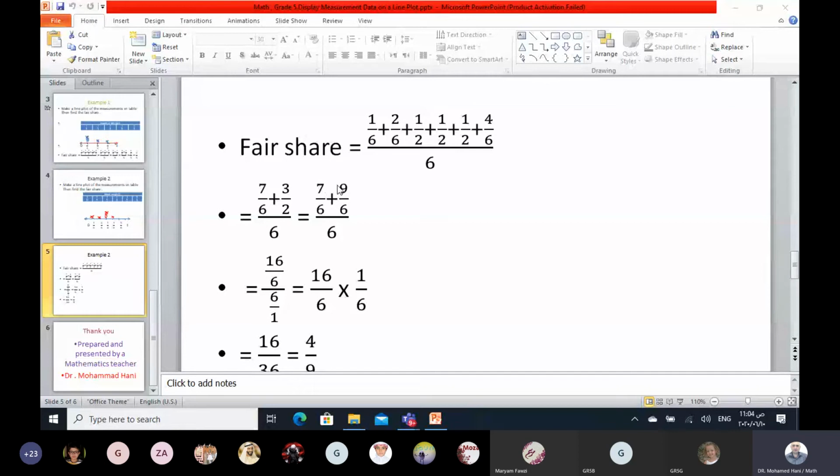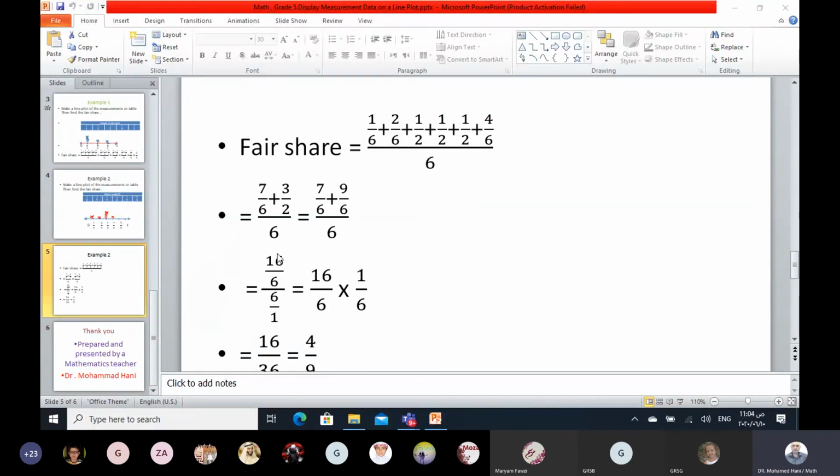Here we have 7/6 and here 9/6. Now you have like fractions. You can add now. 7 plus 9 will be 16 over the same denominator, over 6. And here change the whole number to a fraction. How to change the whole number to a fraction? Just put 1 on the denominator, so it will be 6/1. Now we have to divide two fractions.